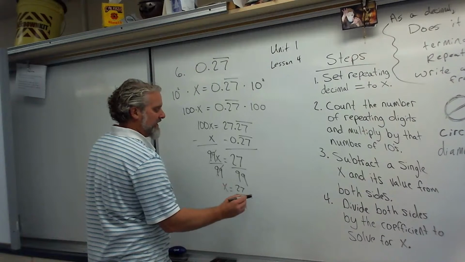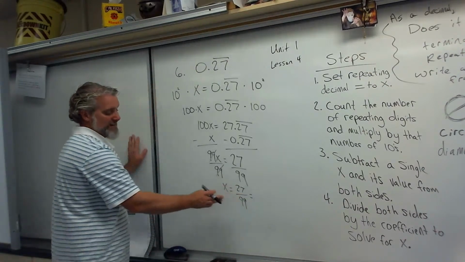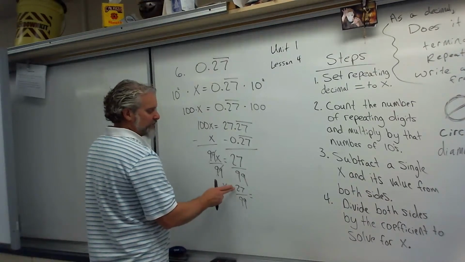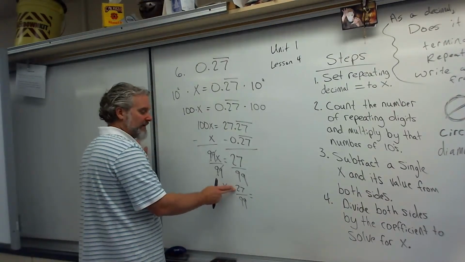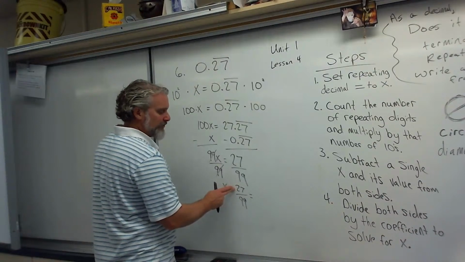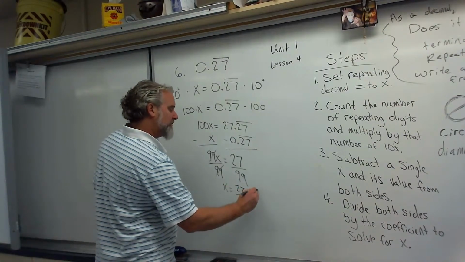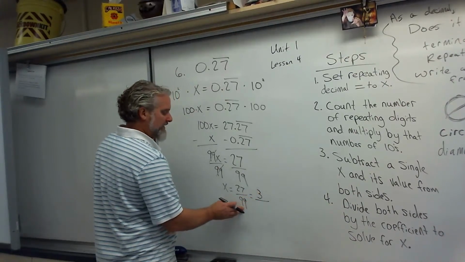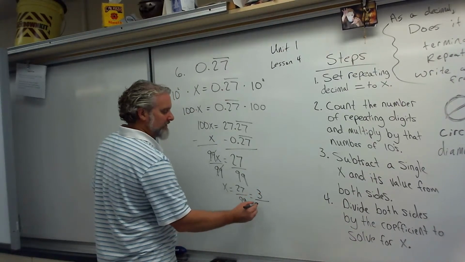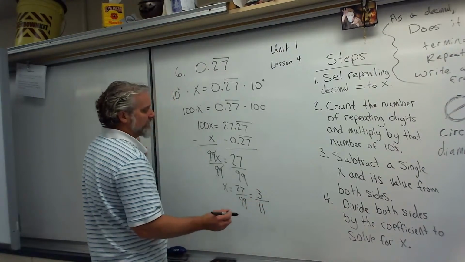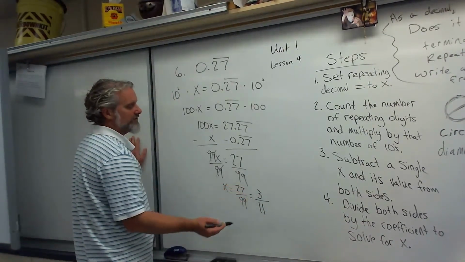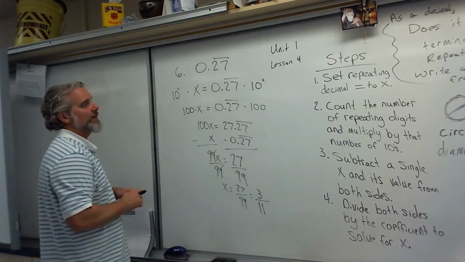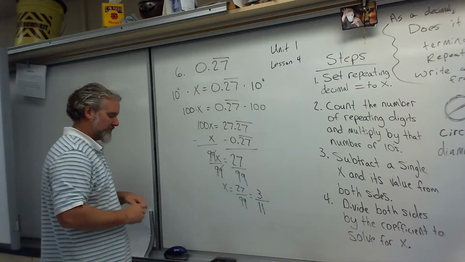And again, I can divide 99 by 9, or I can divide 99 by 3. So is 27 divisible by 9? It is. 9 times 3 makes 27. So 27 divided by 9 is 3. And 99 divided by 9 is 11. So 3 11ths is equal to 0.27 repeating. And that concludes Unit 1, Lesson 4. Thank you.